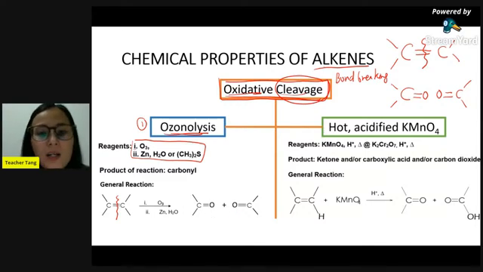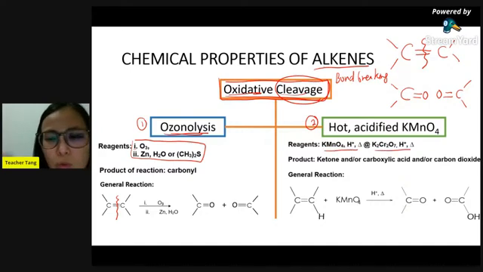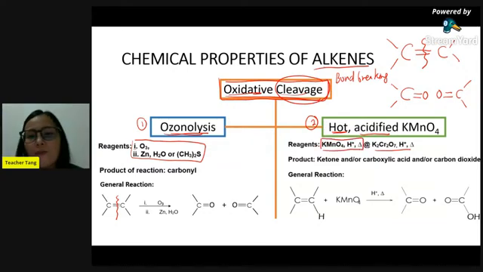The second reagent that you can use to do oxidative cleavage is hot acidified KMnO4, or you can use hot acidified potassium dichromate. Both can be used, and this is how you write the reagent. This one has no 1 and 2, so it means it's just a one-step reaction. The triangle here represents hot, meaning you need heating. Acidified is represented by the hydrogen ion, H+, then KMnO4. If they ask you to give the reagent, this is the reagent you need to give.